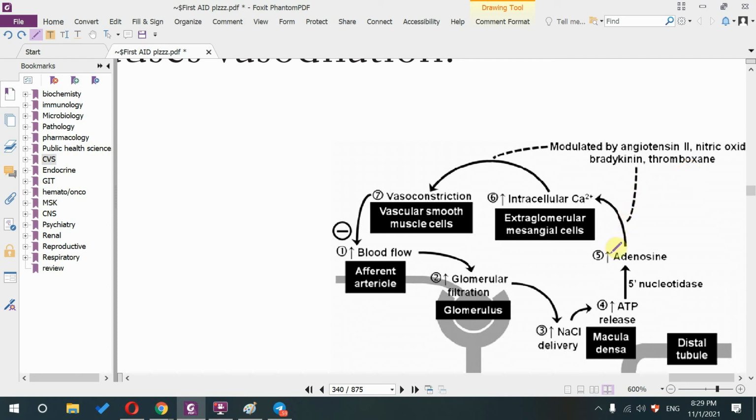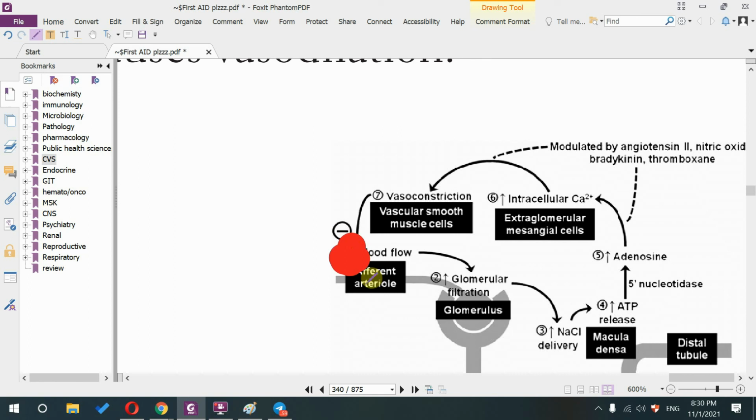Anyway, in short, there will be an increase in adenosine, which leads to high calcium inside of the mesangial cells. The mesangial cells are the cells inside of the kidney, between the other cells, and they make up the parenchyma of your kidney. So there will be an increase of intracellular calcium. And if there is a lot of calcium inside of a smooth muscle, what happens? Good. Vascular smooth muscle constriction, and that leads to vasoconstriction. If vasoconstriction happens, what happens? Decreased blood flow.